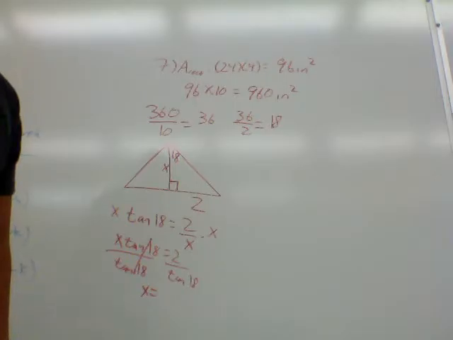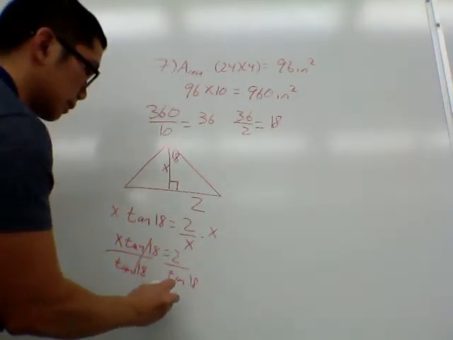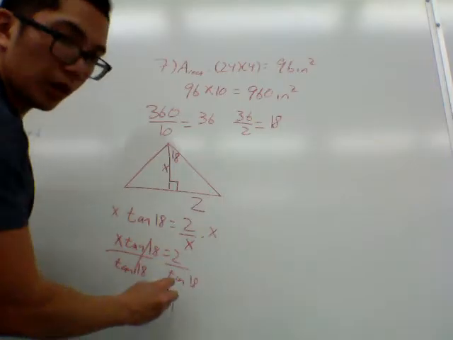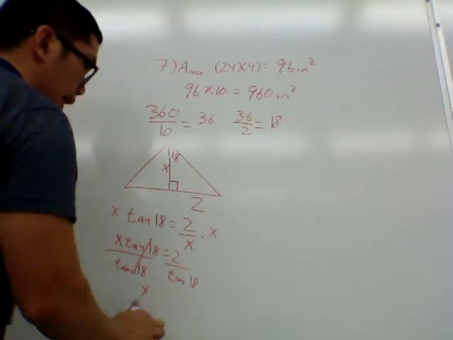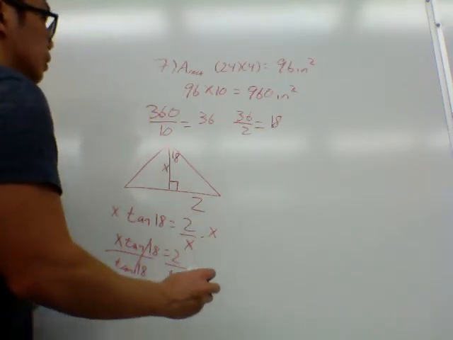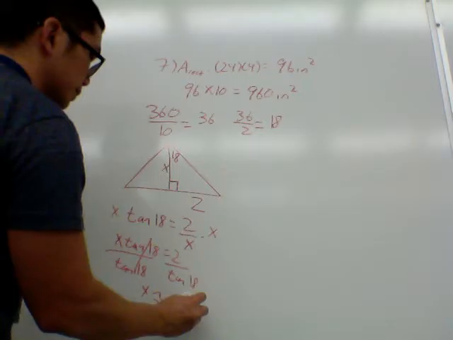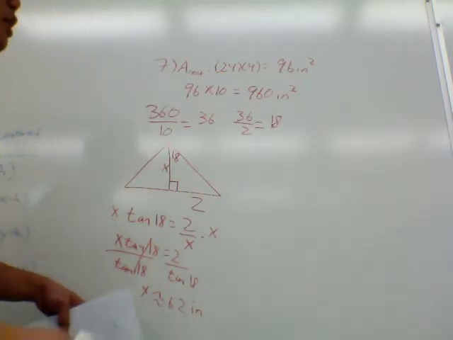And so on my calculator, I do 2 divided by 18 tan equals, and I get x is equal to 6.1. We could round that. X is equal to around 6.2 inches. So now I can find the area of the decagon.